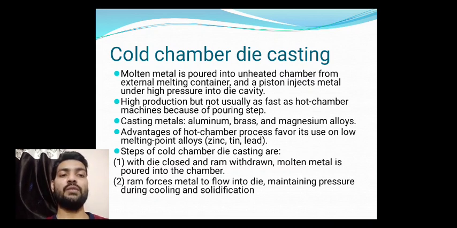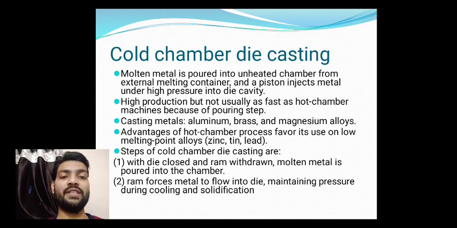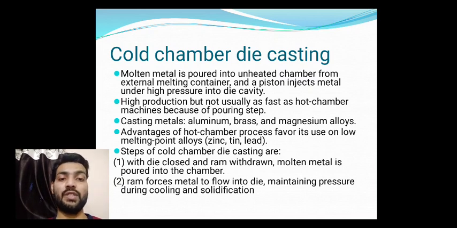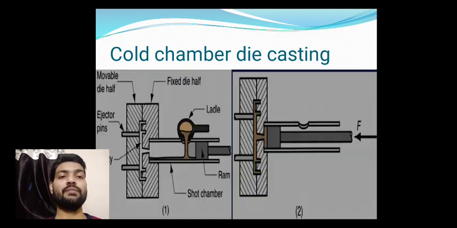Casting metals: aluminium, brass, and magnesium alloys. Advantages of the hot chamber process favor its use on low melting point alloys: zinc, tin, lead. Steps of cold chamber die casting: with the die closed and ram withdrawn, molten metal is poured into the chamber. The ram forces metal to flow into the die, maintaining pressure during cooling and solidification.